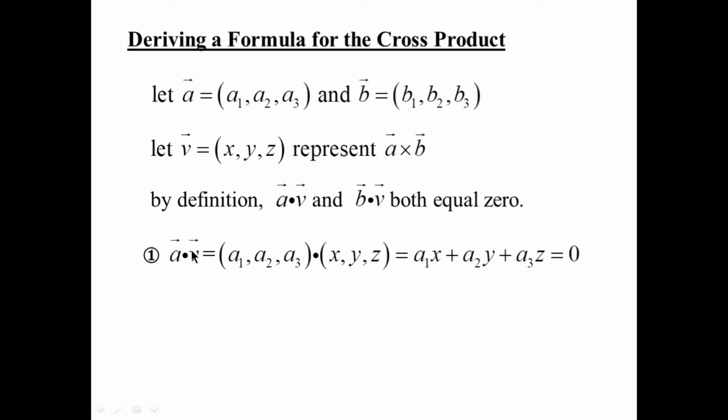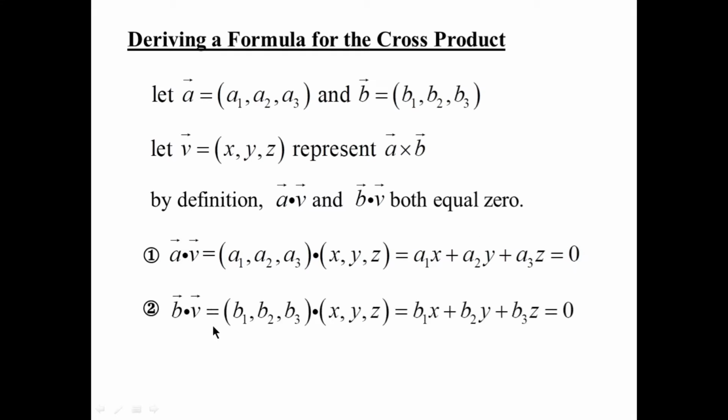A dot V, perform the dot product and equate to 0. Do the same with vector B, B dot V, set it up, perform the dot product and equate to 0, which generates a couple of equations.